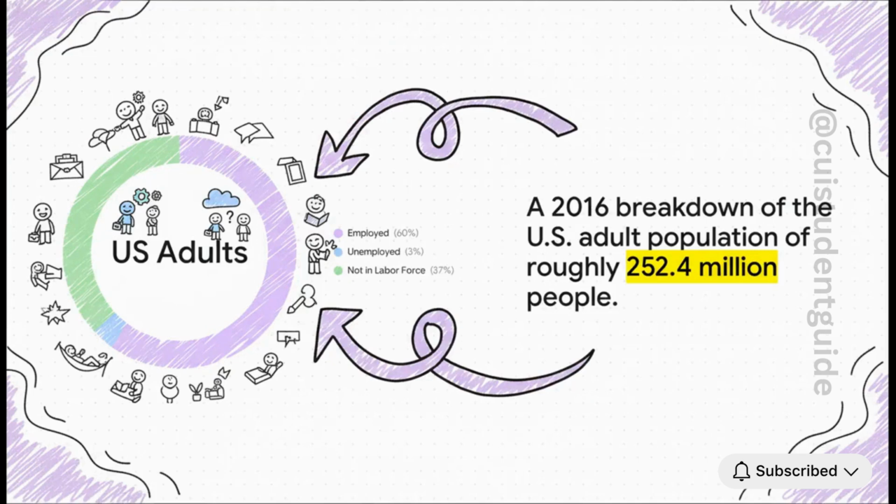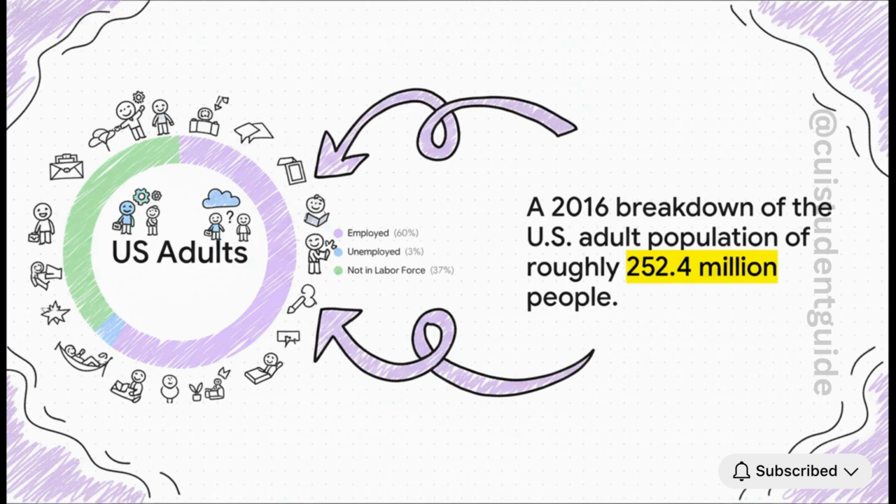Let's put some real numbers on this to see how it plays out. Using data from 2016, you can see that out of about 252 million adults, around 150 million were employed. Just under 8 million were counted as unemployed. But look at that third group.